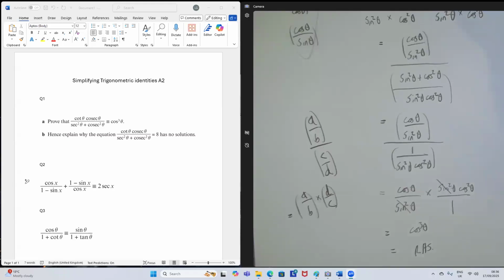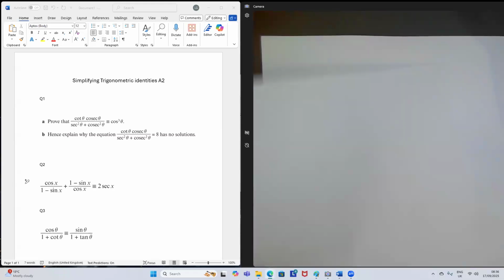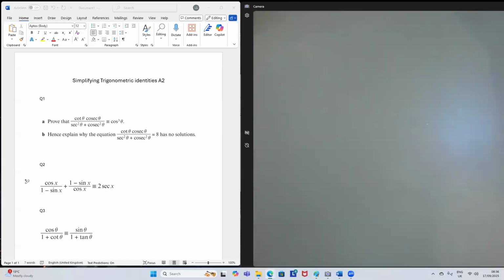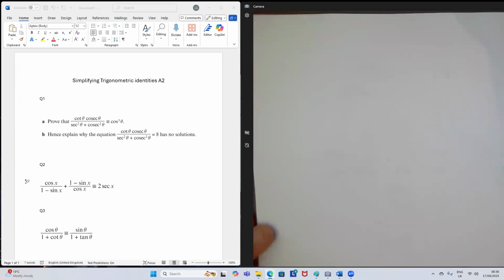Okay, good. Now, the next bit, let's have a look at part B. Part B, this often would be worth just a couple of marks at the end, maybe 1 or 2 marks. Part B says, hence, explain why the equation cot theta cosec theta over sec² plus cosec² equals 8 has no solutions.